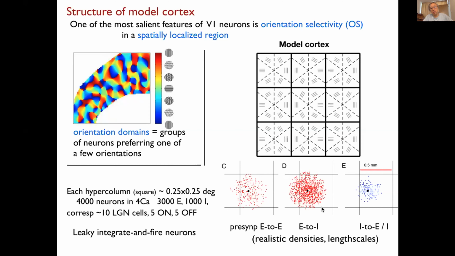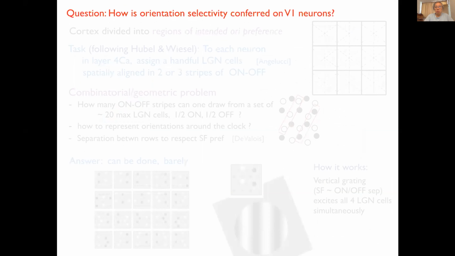Layer 6 is a layer that's very similar to this, but let me focus on 4C alpha. So this is pretty much the structure of 4C alpha. Now the next thing I have to talk about is how LGN is connected to 4C alpha. In particular, I need to answer the question: how is orientation selectivity conferred on V1 neurons?